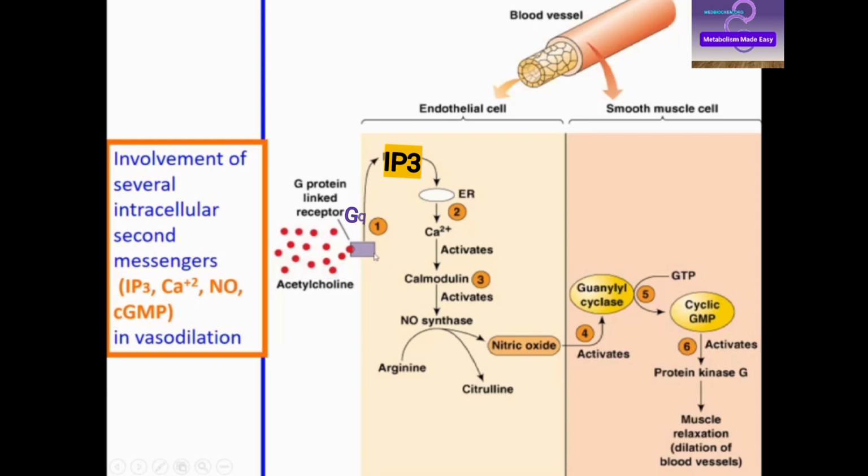It uses Gq to activate phospholipase C, producing IP3 in the endothelial cell. IP3 causes calcium to be released. Calcium binds to this protein called calmodulin. Calmodulin then in turn activates the enzyme that we just talked about that produces nitric oxide.